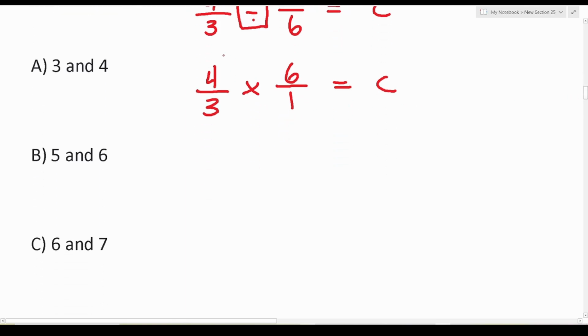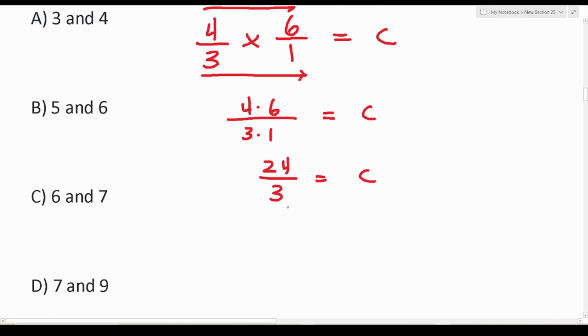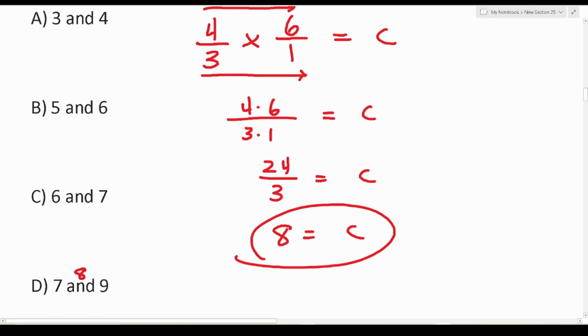And once you do that, now you just proceed as if you were multiplying fractions. When you multiply fractions, you just multiply straight across. So you multiply your numerators together, and you multiply your denominators together. This becomes 4 times 6 over 3 times 1. Of course, we know that equals C. 4 times 6 is going to be 24 over 3 times 1, which is 3. 24 divided by 3 is 8. So we can see that C equals 8. The question is, what is C between? Well, 8 is between 7 and 9. So this one is D.